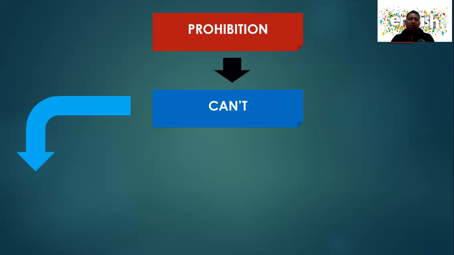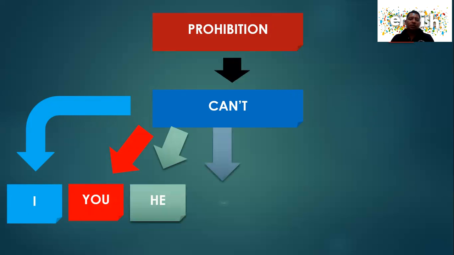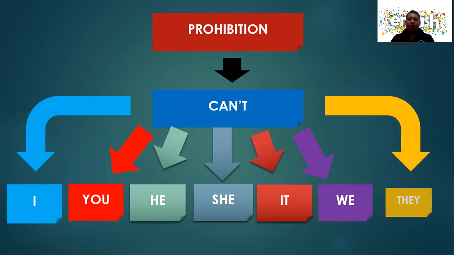When it's a prohibition, we use can't. Let's see. In this case, we're going to use all the subjects: I, you, he, she, it, we, and they. We use the prohibition with can't and with all the subjects.